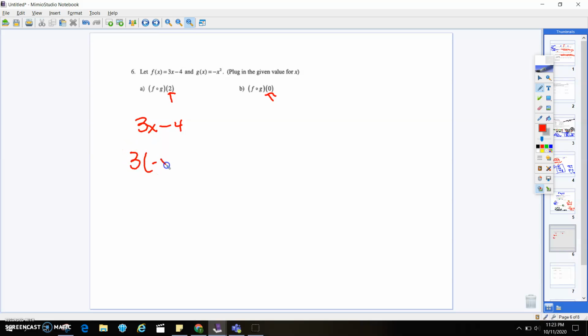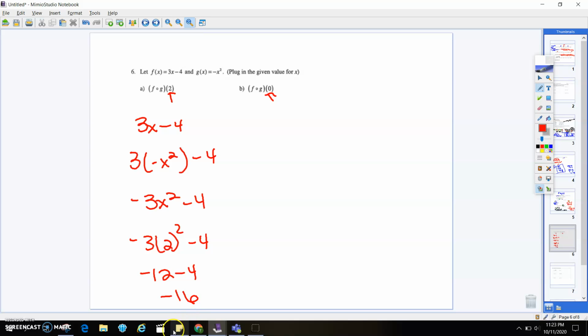So that's 3 times negative x squared minus 4. We're going to simplify, negative 3x squared minus 4. And then now we're going to take 2 and plug it in for the x. So this will give me negative 3, 2 squared minus 4. 2 squared is 4. 4 times negative 3 is negative 12 minus 4, which is negative 16. So if you ever have a number here, you should have a number at the end. I would pause the video and try the next one.